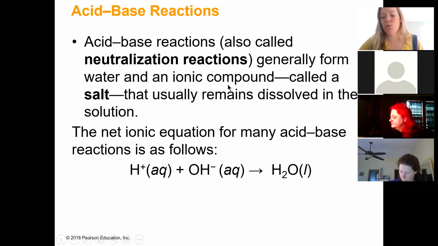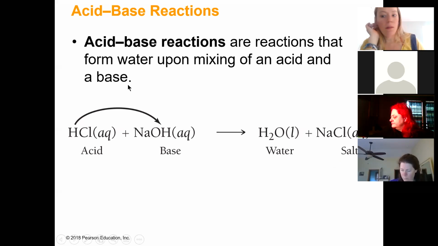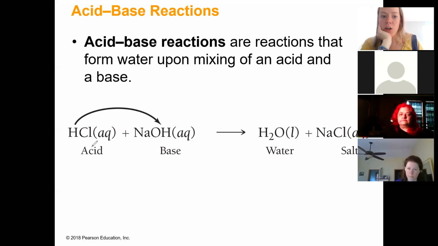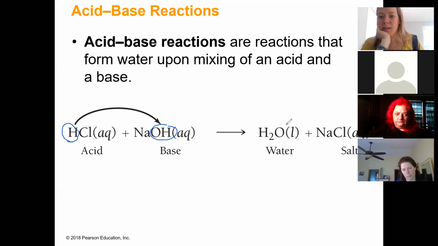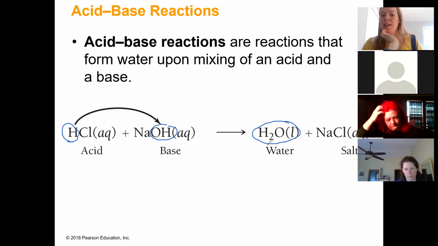If we were to write out the complete ionic equation, and we were to break all these things apart into their ions, the only thing that's actually doing anything is this and this to form this. The acid is coming together with the base to form neutral pH of water. How do you neutralize an acid? You put a base in it. How do you neutralize a base? You put an acid in it. The sodium, the chlorine, those are just spectator ions. They're just delivering the H and the OH, which is the important thing.